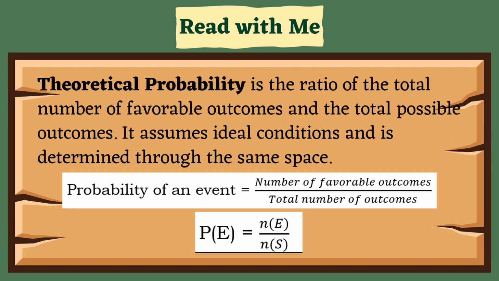The other one is the theoretical probability. Theoretical probability is the ratio of the total number of favorable outcomes and the total possible outcomes. It assumes ideal conditions and is determined through the sample space. The probability of an event is equal to the number of favorable outcomes over the total number of outcomes. In symbols, P of E is equal to N of E over N of S.